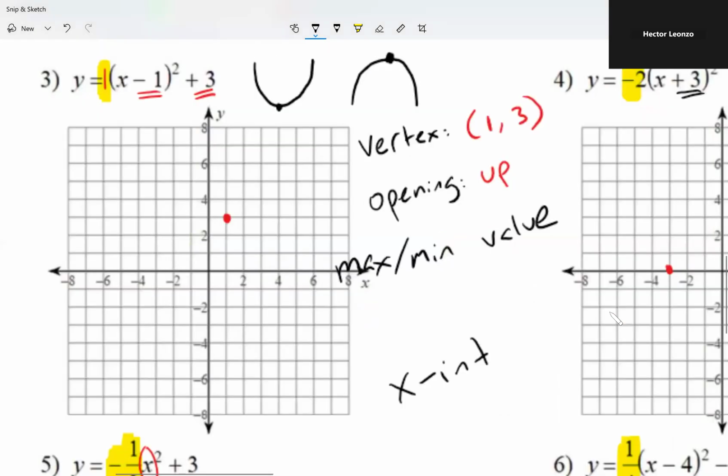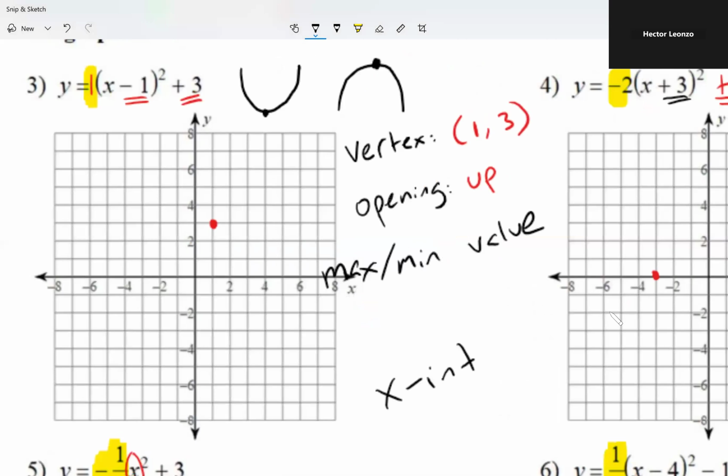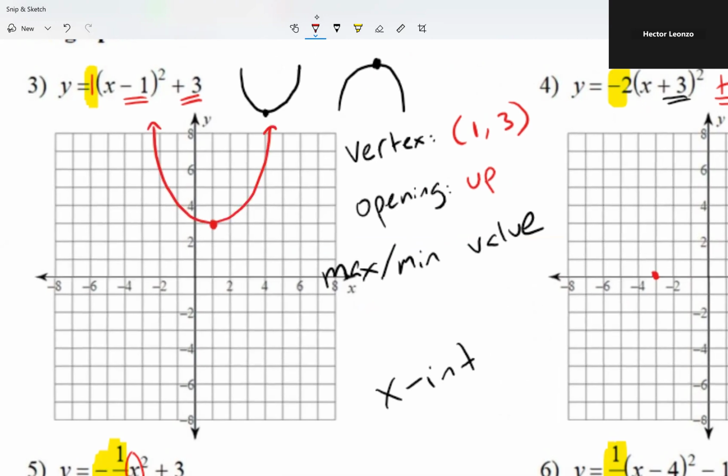Okay, so looking at here, maximum or minimum. So I have an idea. Remember for this question, I know where the vertex is, and I have an idea that this thing is opening up. So I have an idea that it looks something like that. I might be a little bit off. We'll talk later about how to be more precise. But right now, just knowing the vertex and knowing the opening, I have an idea how the graph looks.